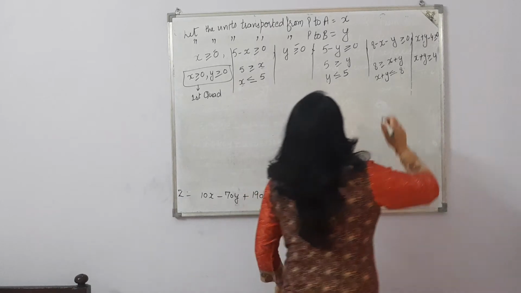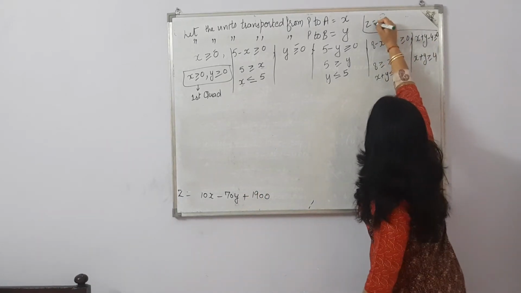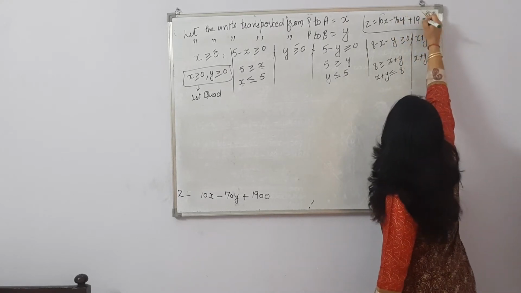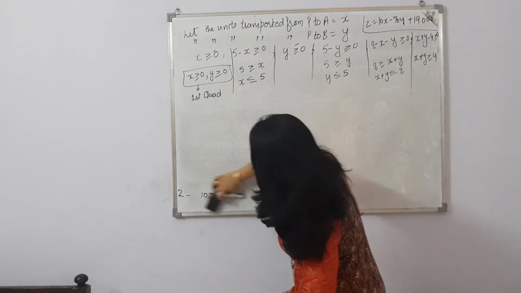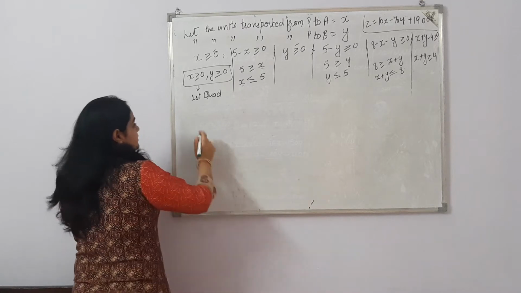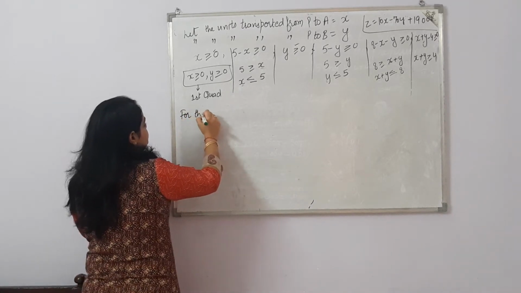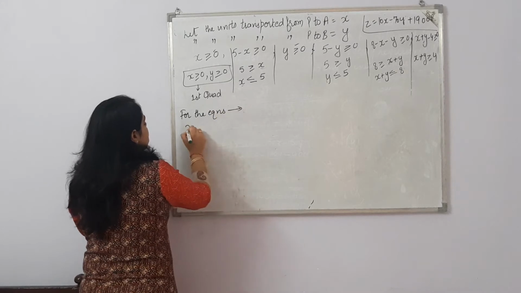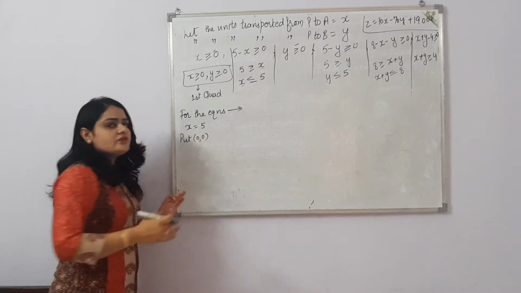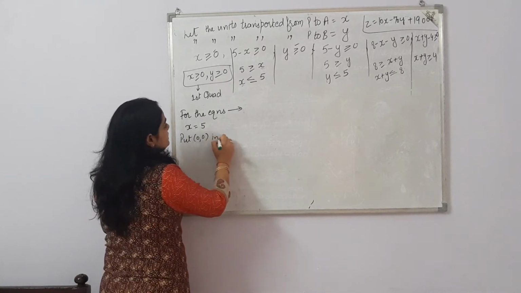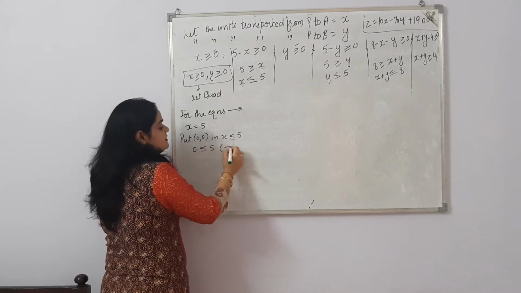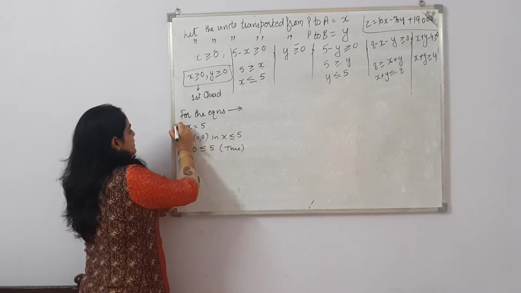I'm writing z on the top, because z is equal to 10x minus 70y plus 1900. Now, first of all, for the equations, the first one is x is less than or equal to 5. Here, if we substitute 0, 0, of course 0, 0 is not lying on this line, so we put 0, 0 in the inequality. 0 is less than or equal to 5. Of course 0 is less than 5, so the case is true. This is the first case.